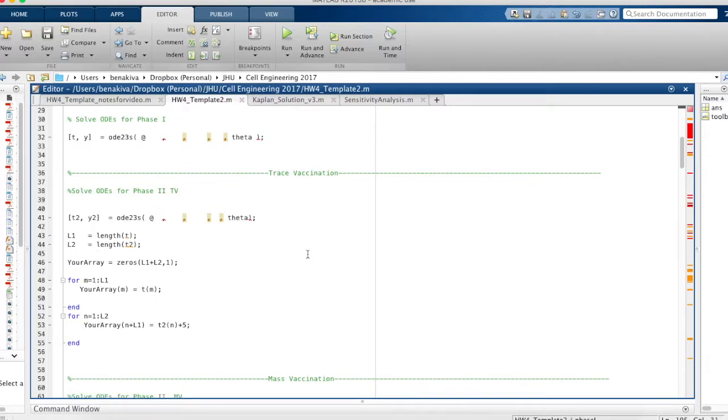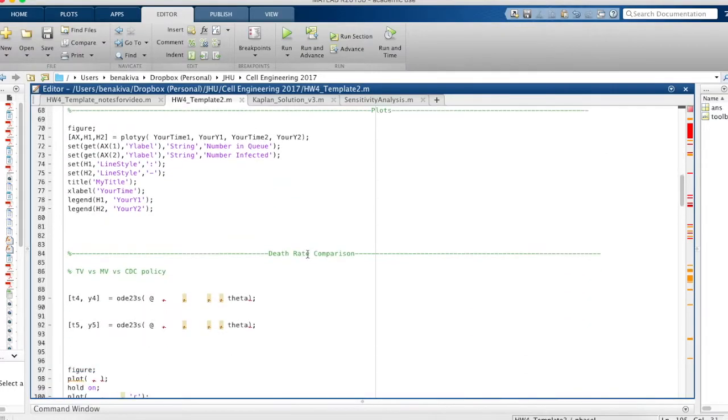So phase 1 goes from day 0 to day 5, and if you read the paper, they say that on day 5 is when they initiate either trace vaccination or mass vaccination. So in phase 1, people are just getting infected, but there's not actually any vaccination strategy happening yet.